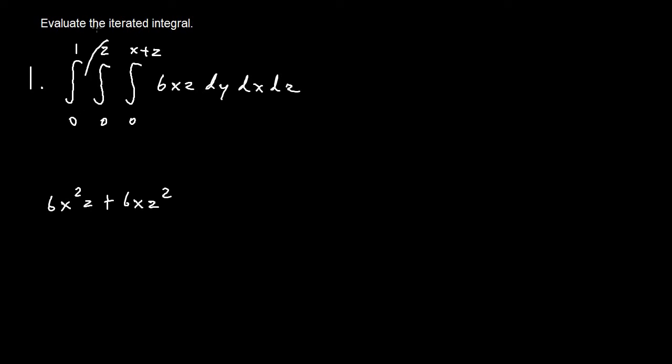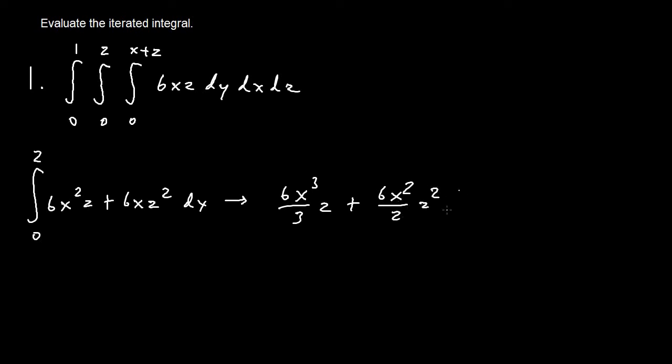So now the middle integral is from 0 to z. Now we're going to integrate with respect to x. So the integral of 6x squared z is going to be 6x cubed over 3 times z plus 6x squared over 2 times z squared. Now if I simplify, the 6 over 3 is 2, and 6 over 2 is 3. So then we'll get 2x cubed z plus 3x squared z squared. Let's go ahead and evaluate that from the x bounds of 0 to z.